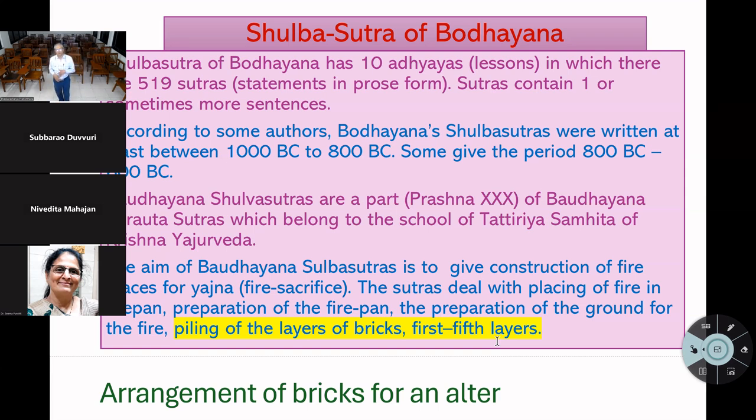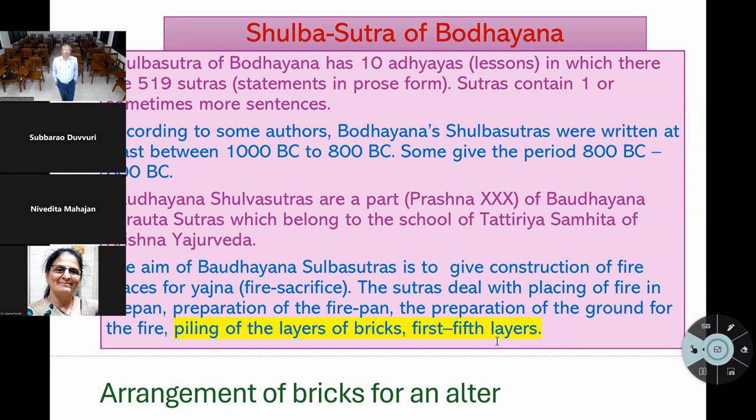Some people say he is between 1000 BCE to 800 BCE. Some give the period 800 to 600, or 800 to 500. You know, it is like the period of the Bhaksali manuscript. People give different dates; even carbon dating is not completely reliable for the Bhaksali manuscript, as we know.